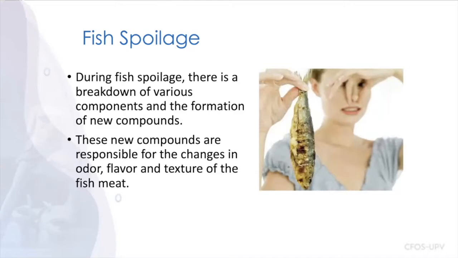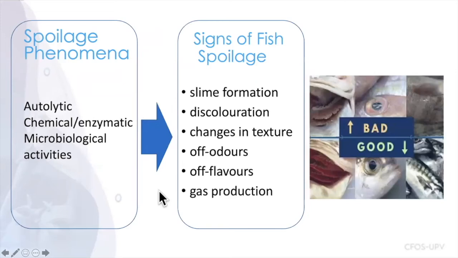Later you will know that there is a certain group of microorganisms classified as SSOs, which produce certain compounds that result in undesirable sensory characteristics of the fish or food. These new compounds produced during spoilage are responsible for the changes in the odor, flavor, and texture of the fish meat.